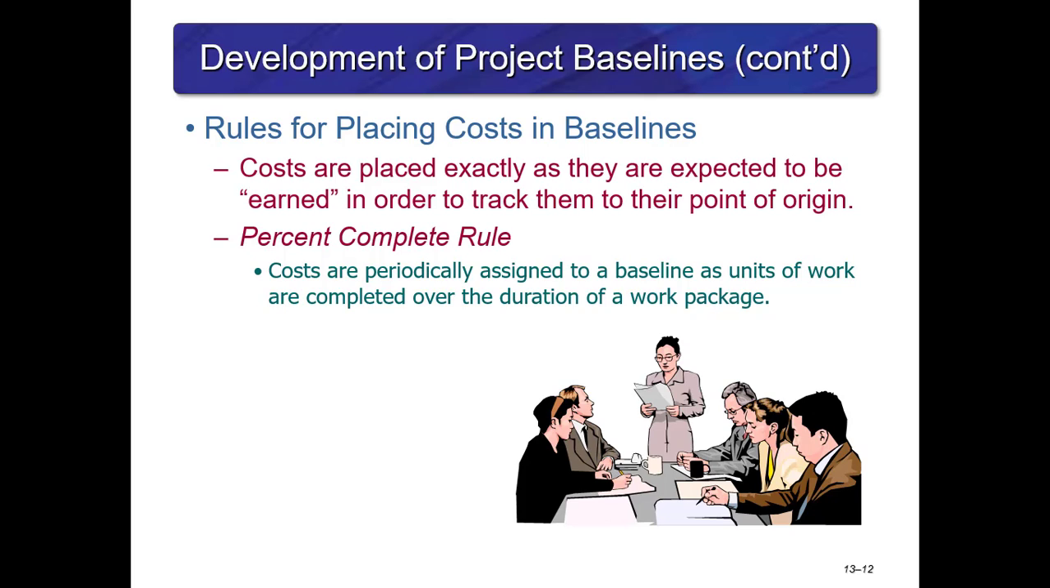This slide shows the rules for placing costs into baseline. They are placed exactly as expected to be earned in order to track them to their point of origin. So basically, if you have a really good baseline, then you can do the activities that we're talking about in this chapter. If your baseline is not accurate, then you're really not going to have an accurate measurement when you're trying to calculate earned value and just monitor your performance. The percent complete rules: costs are periodically assigned to a baseline as units of work are completed over the duration of a work package.